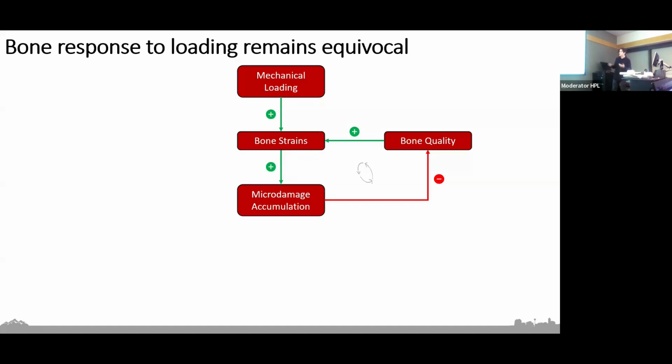So this is kind of that positive feedback loop that I was talking about on the first slide of this presentation. And we know clinically, if we get stuck in this loop, it may result in something like a stress fracture. As I talked about, this of course isn't the whole process.